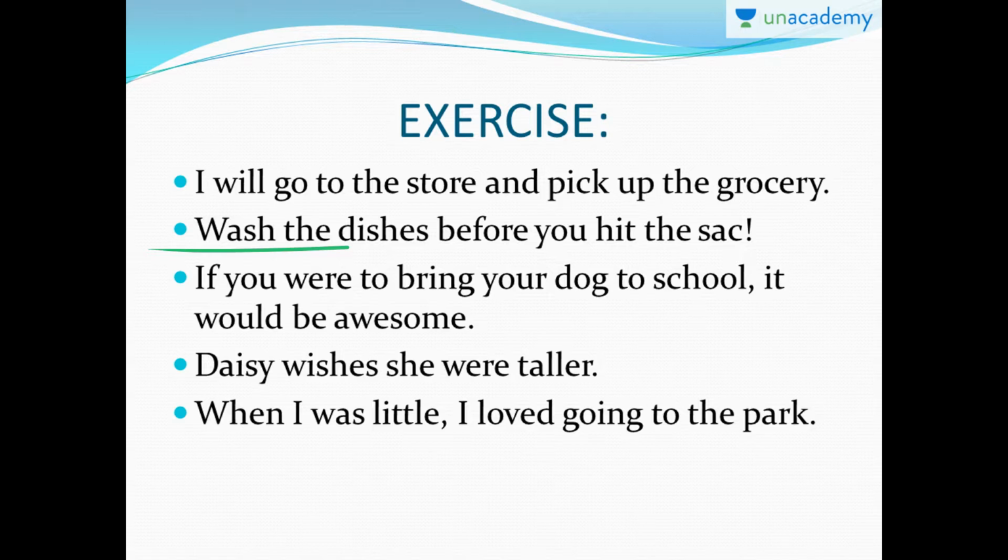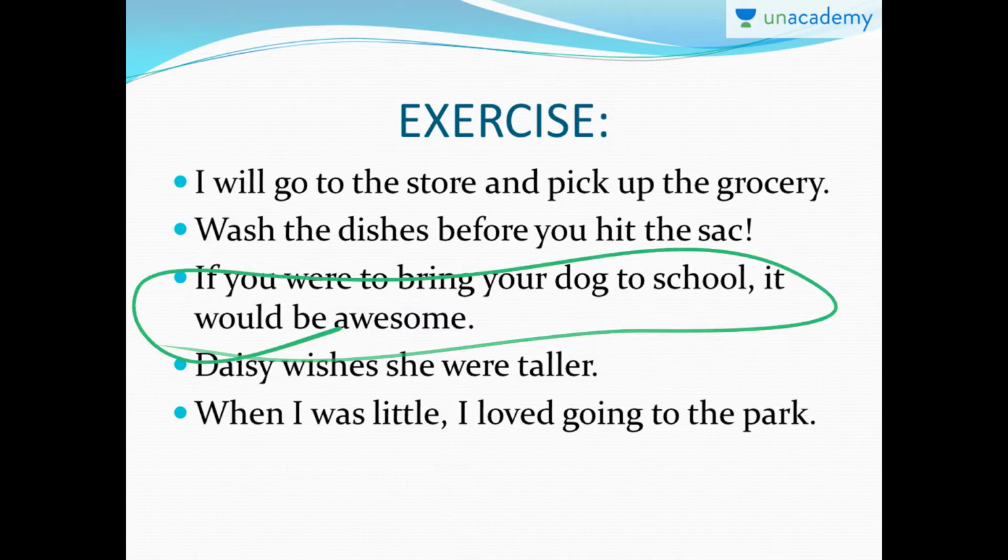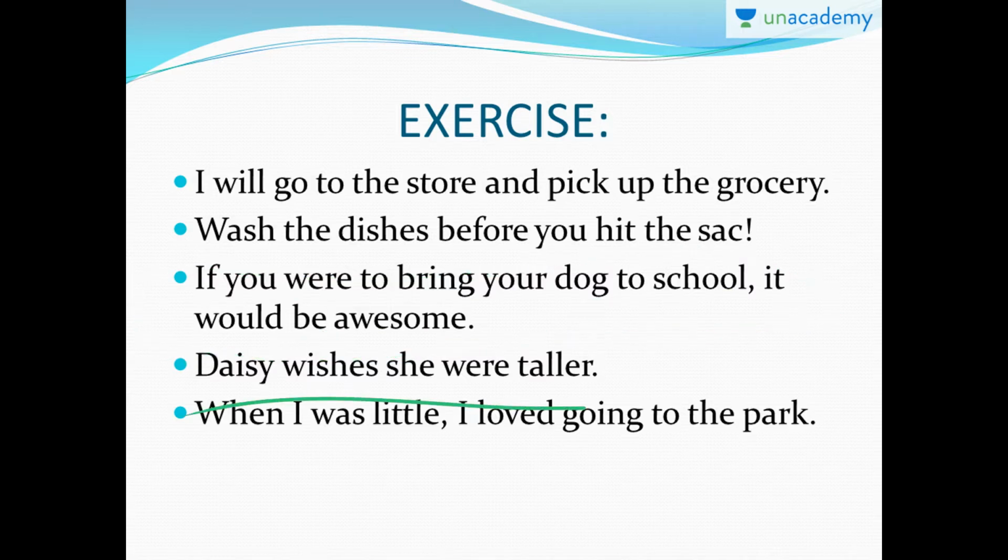If you were to bring your dog to school, it would be awesome. So here I have a conditional sentence. The first part is if you were to bring your dog to school. Only if I were to bring my dog to school, it would be awesome. So since it is a conditional sentence, it is under subjunctive mode. Okay. Next one. Daisy wishes she were taller. Again, wishing, desires. So again, a subjunctive sentence.